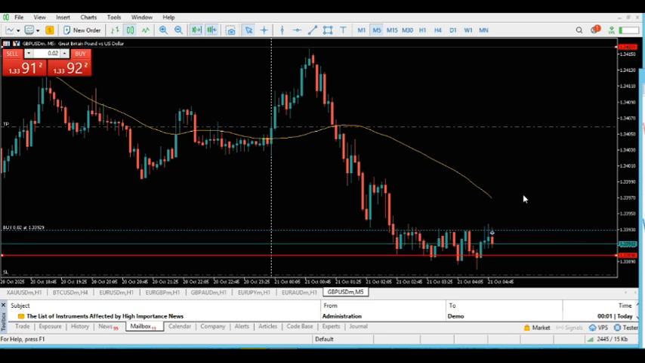Then when you are done backtesting the strategy, go back to your record and calculate how much profit you made and how much loss. Then minus your loss from your profit. Then you will see how profitable this strategy is.